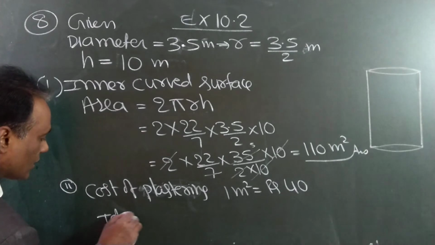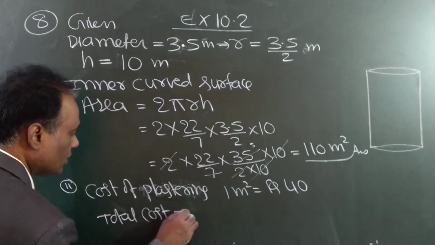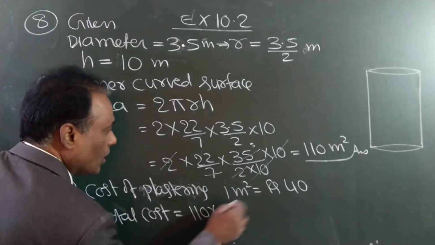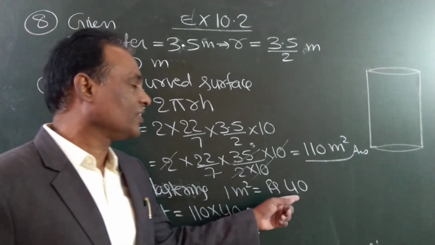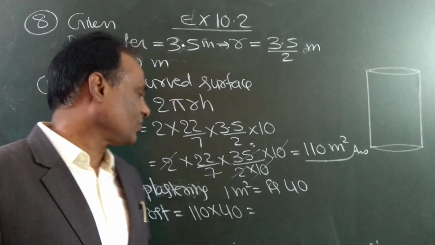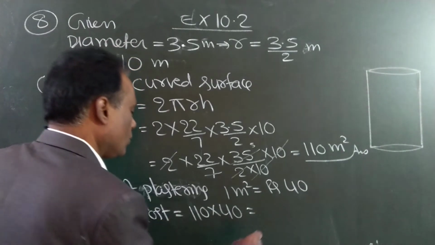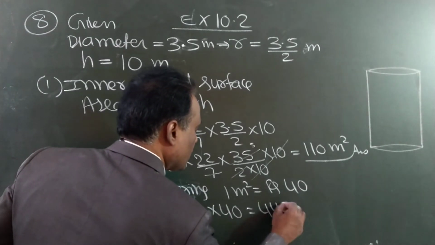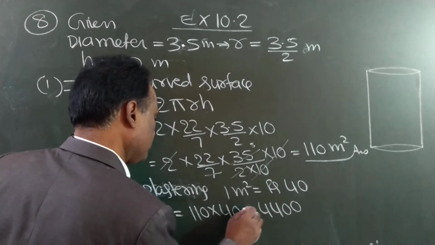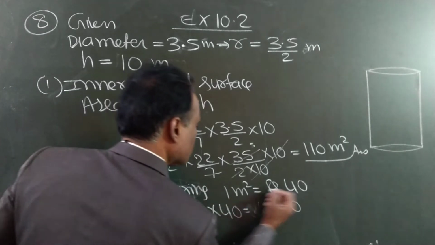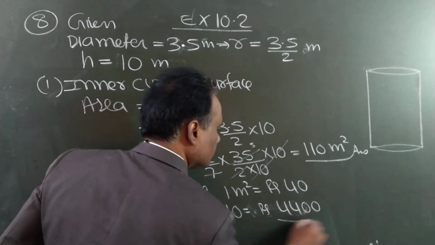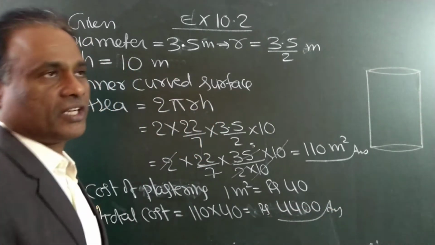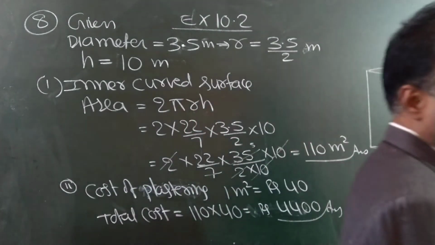So total cost is equal to 110 into 40 rupees per 1 meter square. 1 meter square is 40 rupees. 110 meter square how much? So 110 into 40, 4,400 rupees. Write down, students. 2 questions and we answered both.